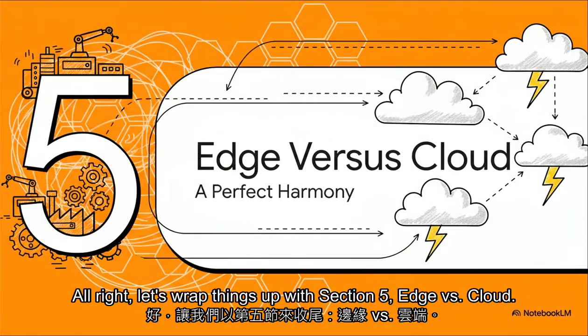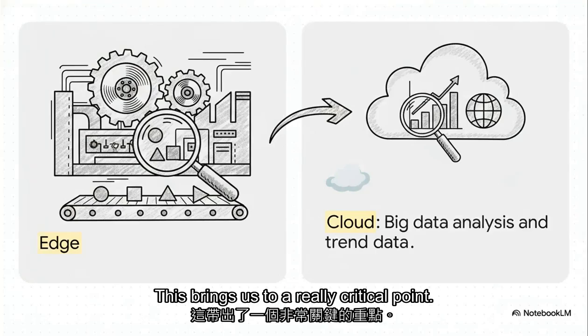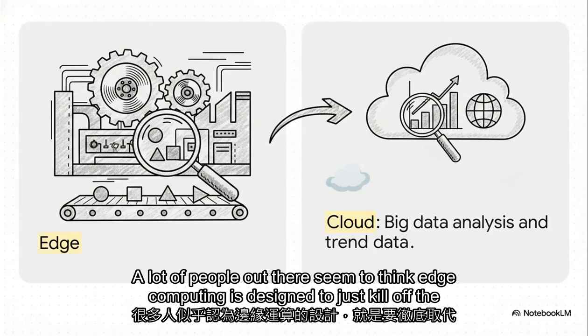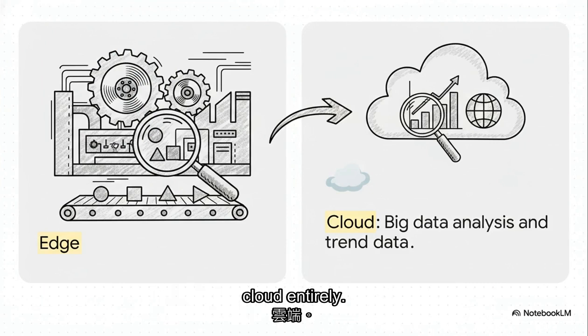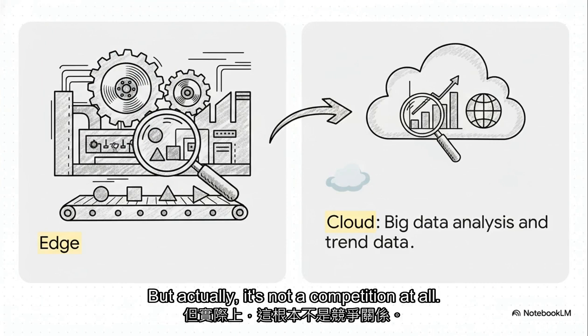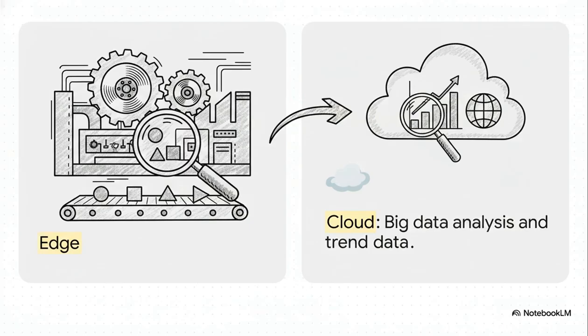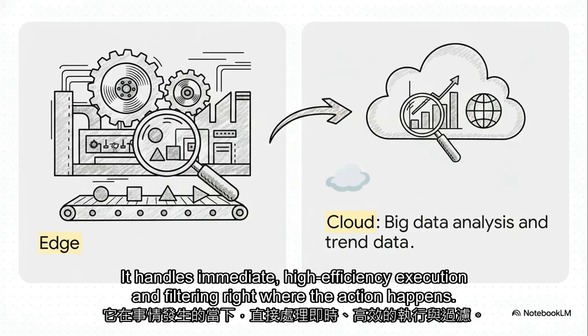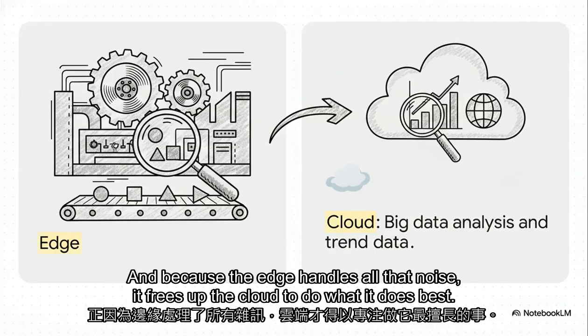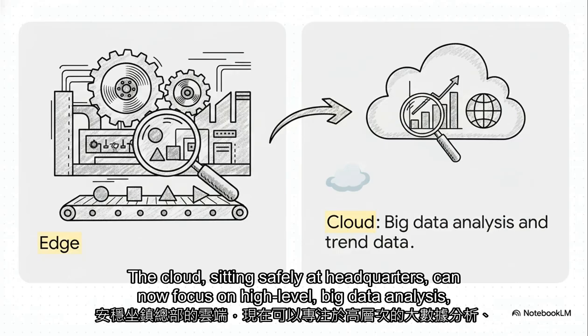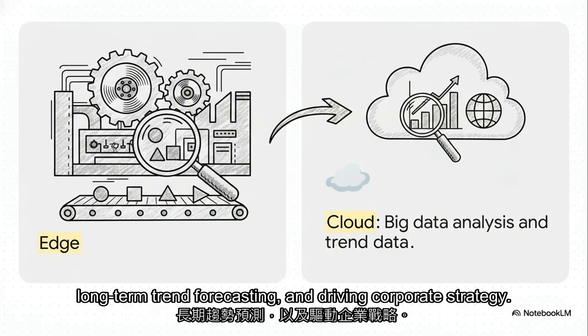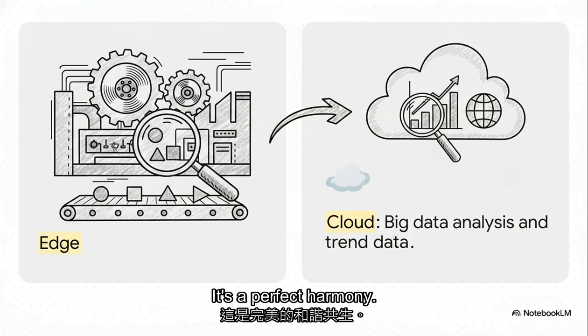All right, let's wrap things up with Section 5, Edge versus Cloud. This brings us to a really critical point. A lot of people out there seem to think edge computing is designed to just kill off the cloud entirely. But actually, it's not a competition at all. It's a perfect division of labor. The edge is your boots on the ground. It handles immediate, high-efficiency execution and filtering right where the action happens. And because the edge handles all that noise, it frees up the cloud to do what it does best. The cloud, sitting safely at headquarters, can now focus on high-level, big data analysis, long-term trend forecasting, and driving corporate strategy. It's a perfect harmony.